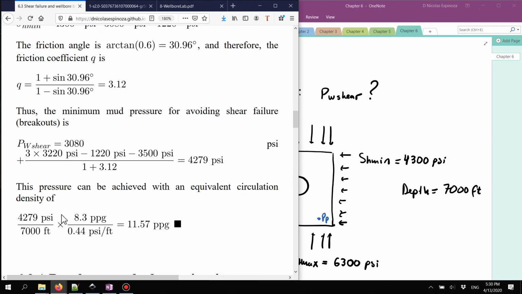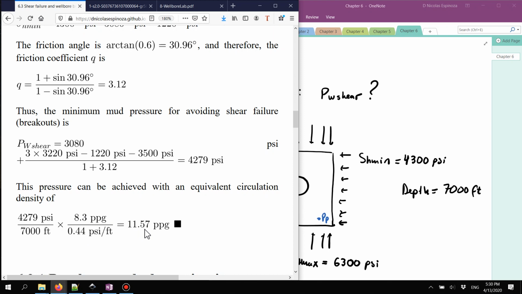And once I divide this number, let me compute, I have a calculator right here, 4279 divided by 7,000, that gives you 0.61. When you divide 0.61 by 0.44, that gives you a number higher than 1. And when you multiply that number higher than 1 times 8.3, that gives you 11.57 pounds per gallon.